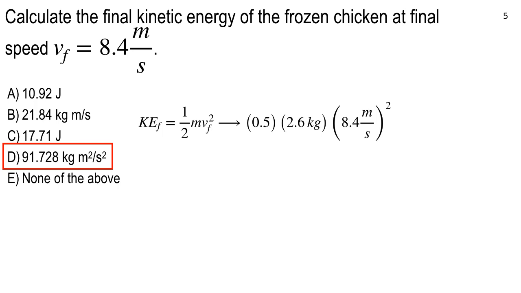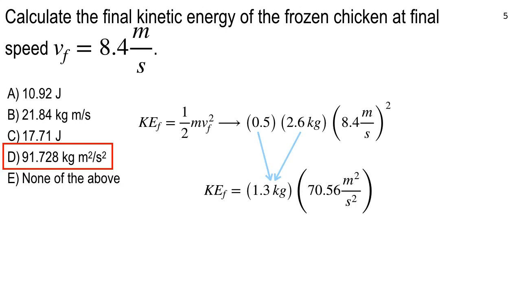Here's your plug-in step. You take the generic formula, K equals 1/2 mv squared. And in this case, it's v subscript f squared, just for a little extra information. And then again, we have 0.5 and 2.6. Now we know what's going to happen to those. It's going to turn into a 1.3. But now we have 8.4 meters per second quantity squared in parentheses. Now we're going to do a little bit of special handling for this. So we've got the 1.3.